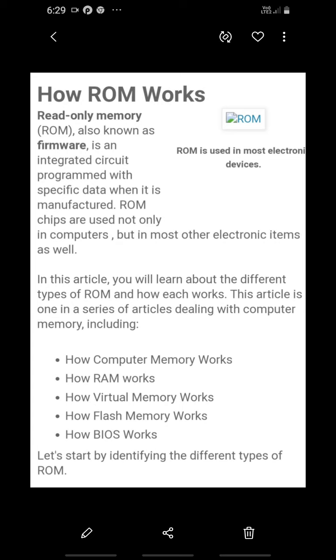So how does ROM work? Read-only memory is also known as firmware. It is an integrated circuit programmed with specific data when it is manufactured. ROM chips are used not only in computers but in most of the other electronic items. So ROM is used in most electronic devices.